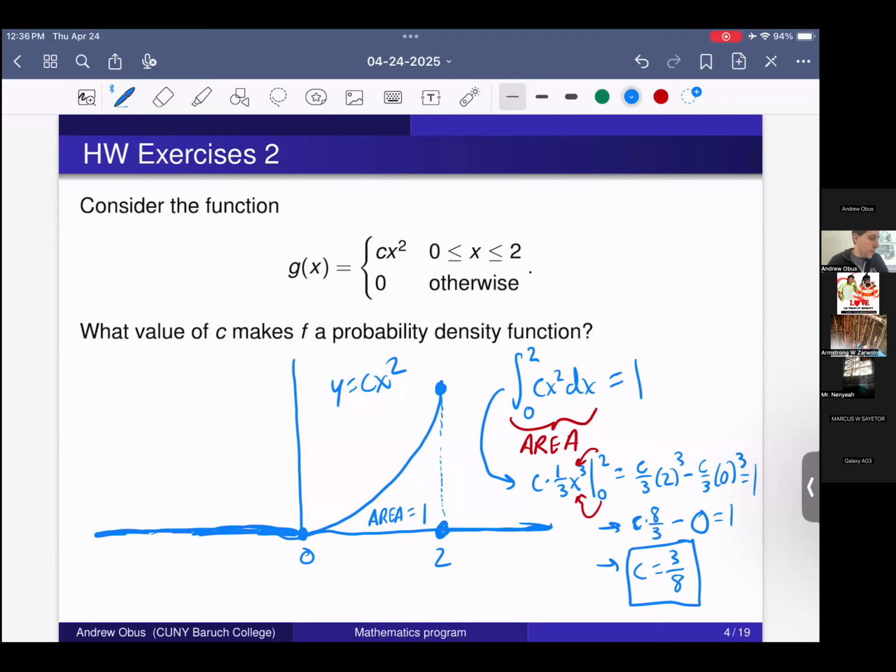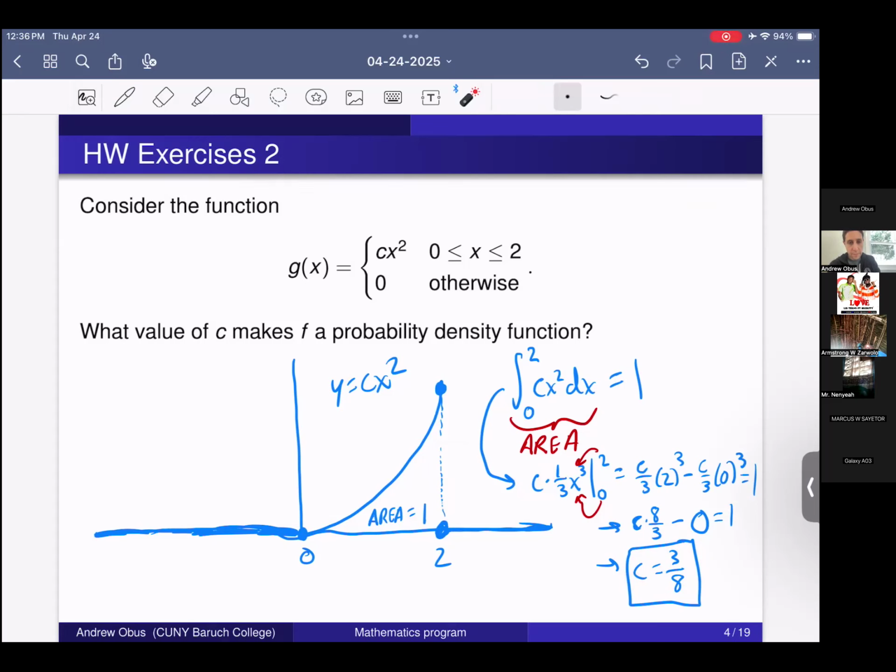Okay, so this is it. So this is the problem. This is a little simpler than the other one. It's just saying this constant needs to be 3/8 in order to make it a probability density function. In order to make the area under the curve equal to 1, we have to solve for this constant c, and that's going to give us 3/8.